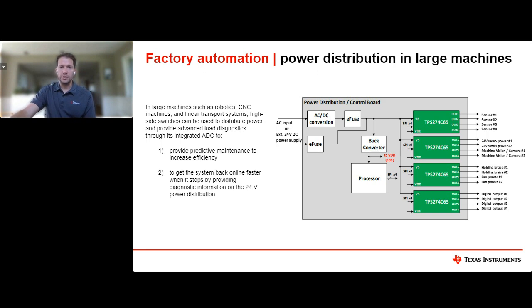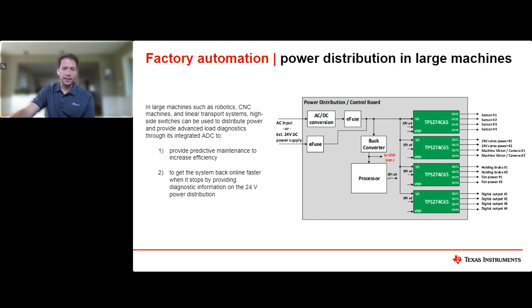If you need to provide power to different sensors, maybe some small servo drives, or maybe to machine vision, holding brakes, fan power, whatever it is, a high-side switch can be used to provide this protection. So it can provide localized protection. If one sensor is bad, it doesn't cause the whole system to come down, and it'll only turn off that one sensor. So it can really be used to help safely provide 24 volts to the rest of the system.